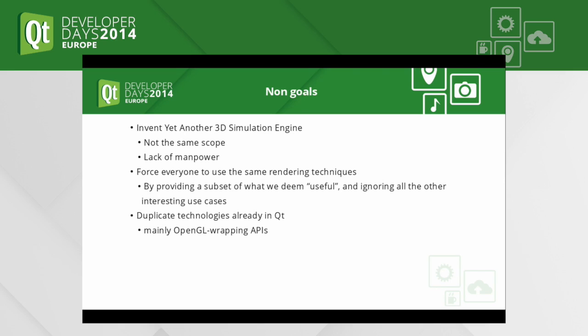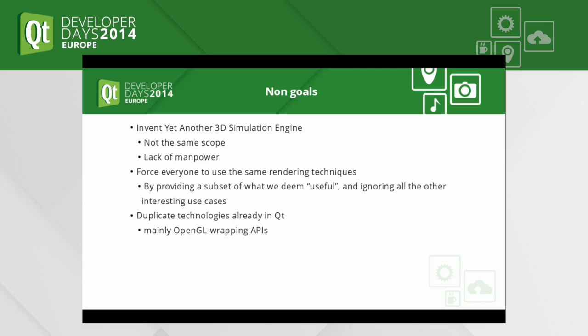We have a long list of non-goals, although you may disagree with some of them. We are not trying to invent yet another universal does-everything 3D engine, because there's no need. So we're not trying to, for example, recreate Unity in Qt. We could do it, but it would require an entire team. And Unity does being Unity very, very well. There is no point recreating Unity.